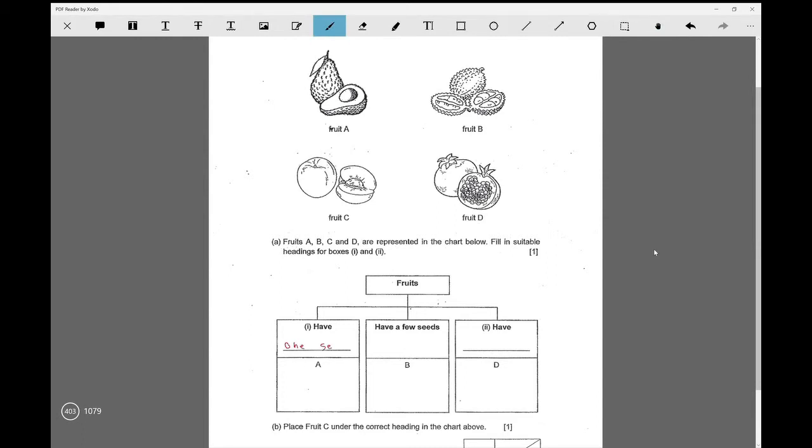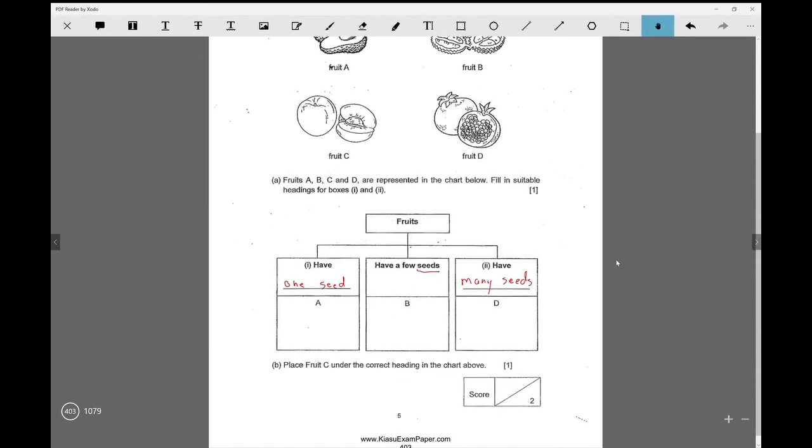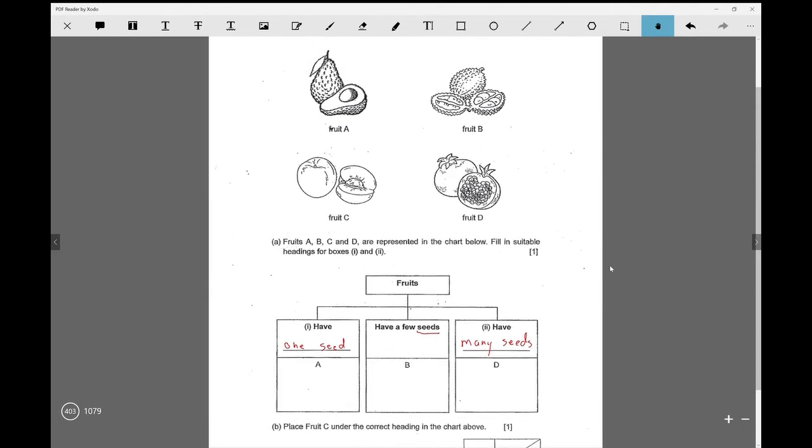As you can see, it only has 1 seed. Since they are talking about seeds, all these 3 tables must have headings talking about seeds as well. Then for D, it has many seeds. Then they ask you where C is supposed to be put. C only has 1 seed, right? So C should be here. Okay, let's go to the next page.